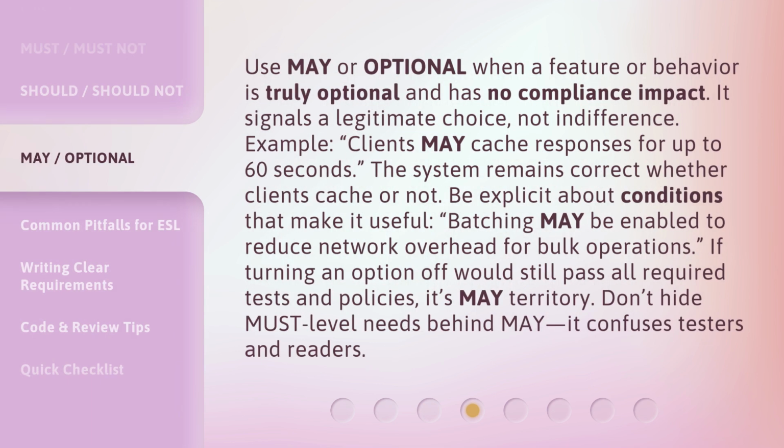Use may or optional when a feature or behavior is truly optional and has no compliance impact. It signals a legitimate choice, not indifference. Example: clients may cache responses for up to 60 seconds. The system remains correct whether clients cache or not. Be explicit about conditions that make it useful. Batching may be enabled to reduce network overhead for bulk operations. If turning an option off would still pass all required tests and policies, it's may territory.